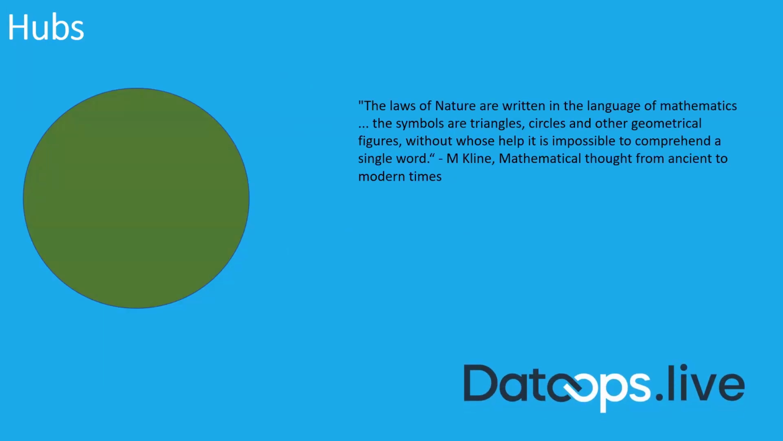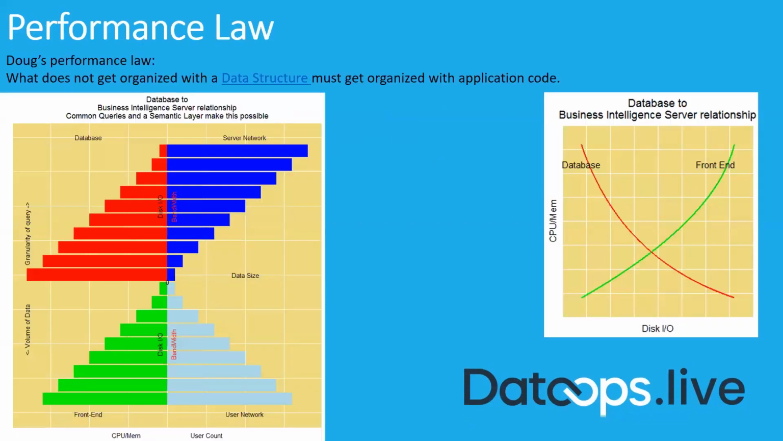All right. So just one of my favorite quotes here: the laws of nature are written in the language of mathematics. The symbols are triangles, circles, and other geometrical figures, without whose help it is impossible to comprehend a single word. So it's my presentation. I get to put in my favorite quotes.